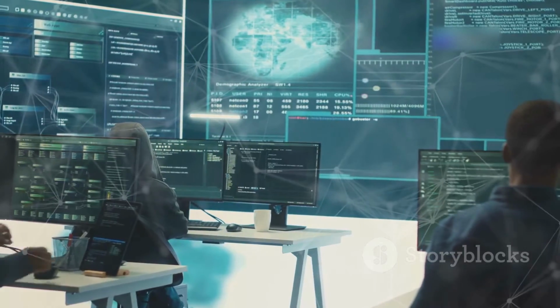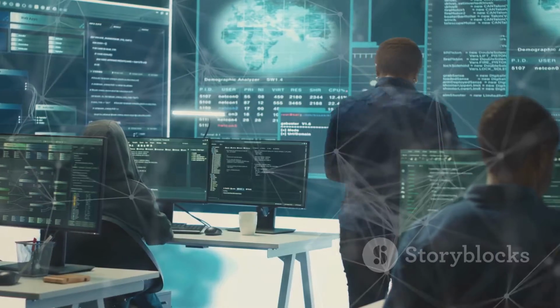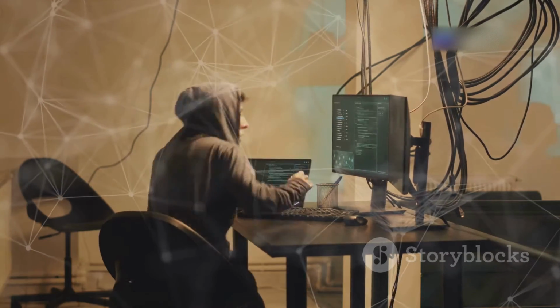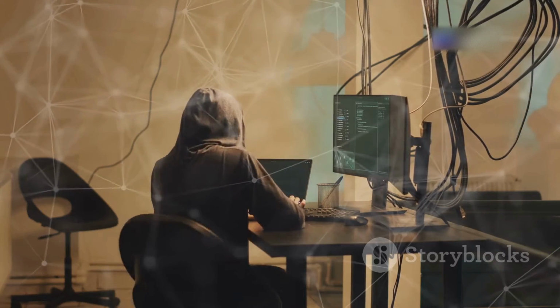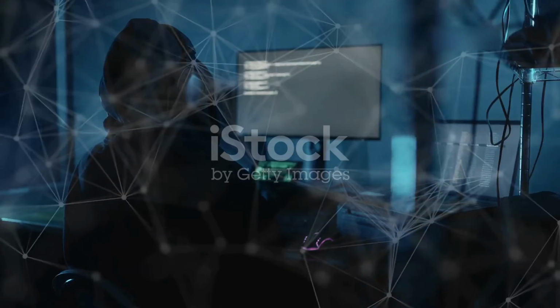By understanding how these attacks work and adopting robust security measures, we can fortify our defenses and stay safe online. In the following sections, we'll delve deeper into the world of XSS, exploring its various forms, demonstrating a typical attack, and outlining essential defensive strategies.